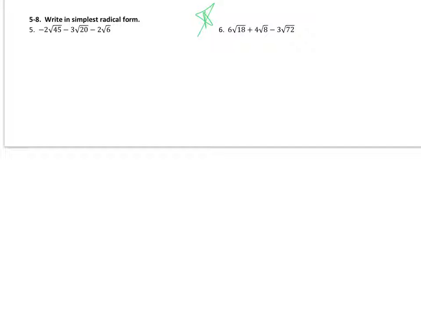I know that the perfect square that fits into 18 is the number 9. So the 6 is still there, and 18 will break up into radical 9 and radical 2. I know that 4 fits into it, so there's a 4 already.